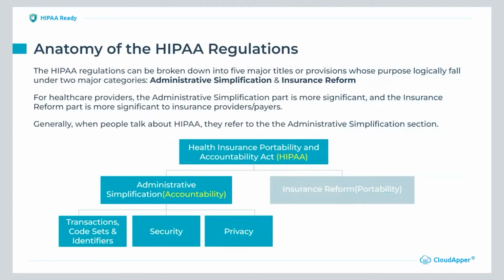Anatomy of the HIPAA regulations. The HIPAA regulations can be broken down into 5 major titles and provisions whose purpose logically fall under 2 major categories: administrative simplification and insurance reform. For healthcare providers, the administrative simplification part is more significant, and the insurance reform part is more significant to insurance providers or payers. Generally, when we talk about HIPAA, they refer to the administrative simplification section, as you can see in the image below.